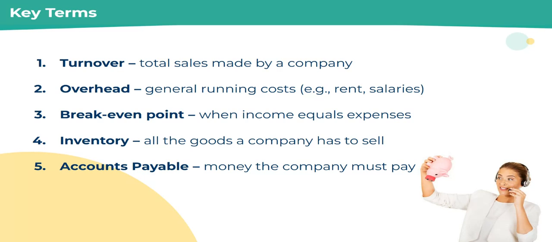Number 5, accounts payable. This is the money that the company must pay. So we've got 5 key terms on this screen: turnover, overhead, break-even point, inventory, and accounts payable. Let's have a look at some more.